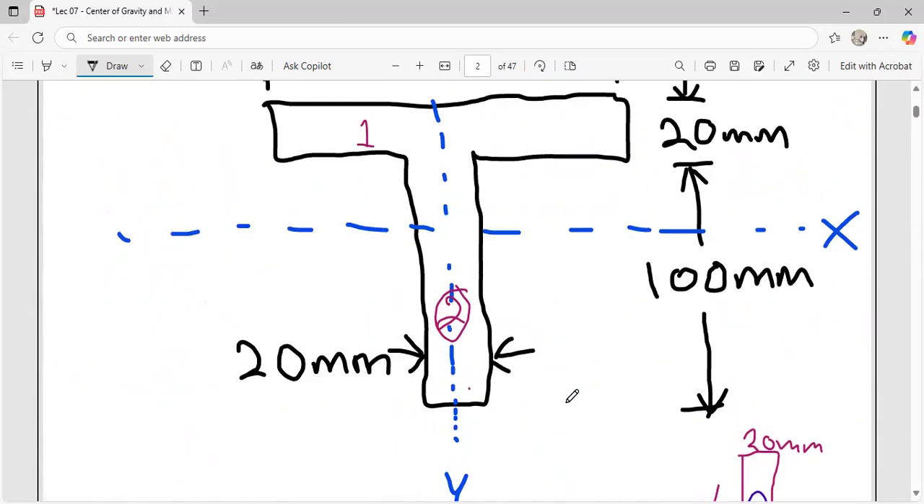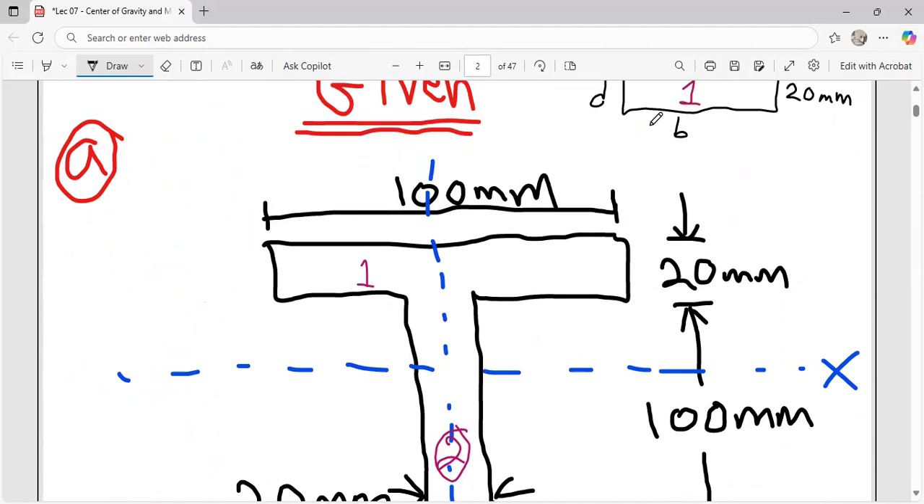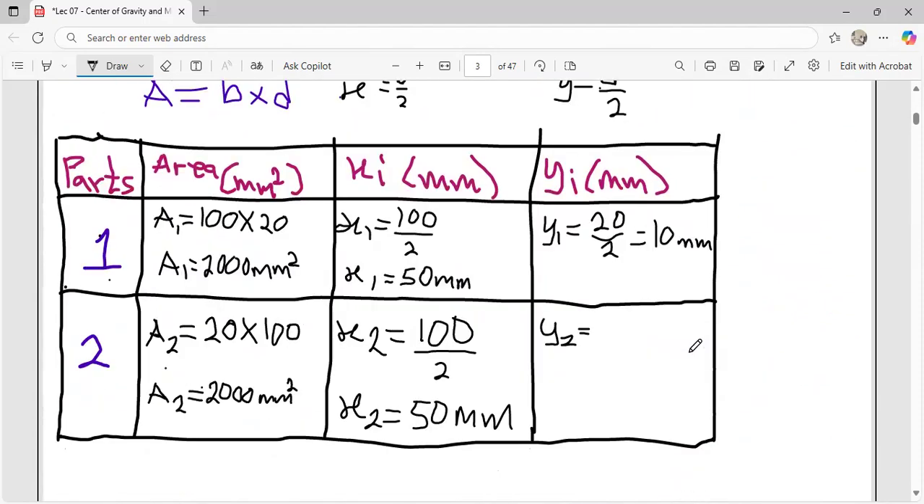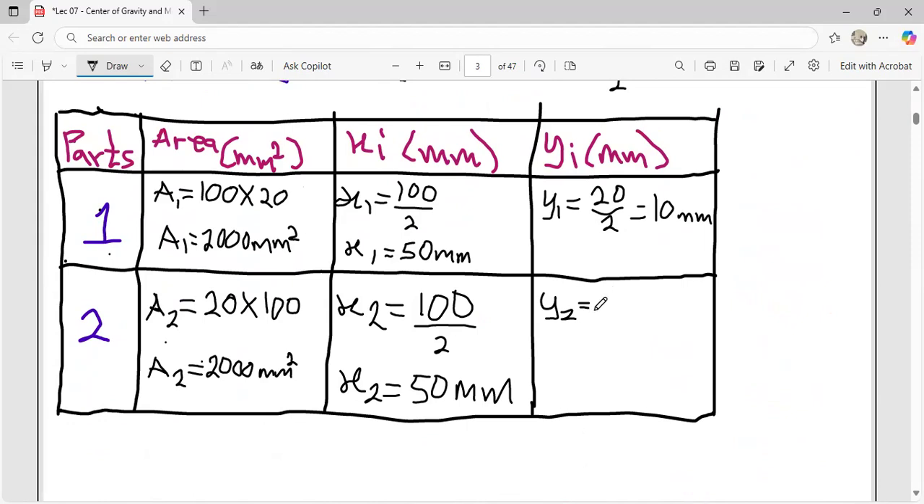we have to add the depth of part 2 to it, which is 20. So the formula for y of part 2 is going to become 100 divided by 2 plus 20.